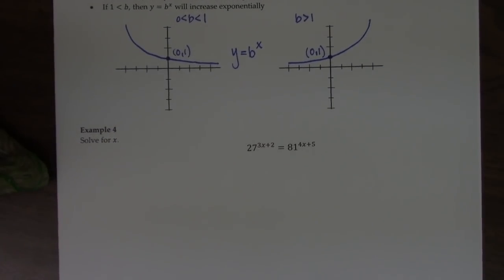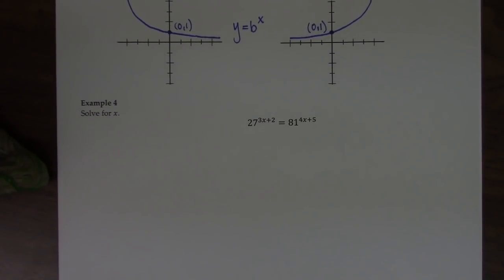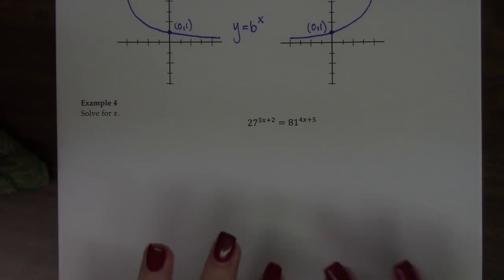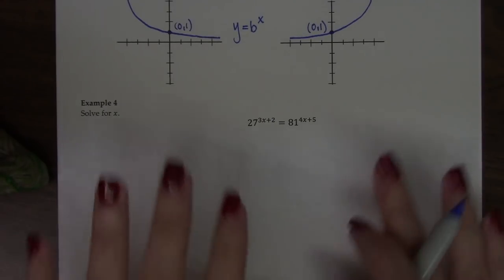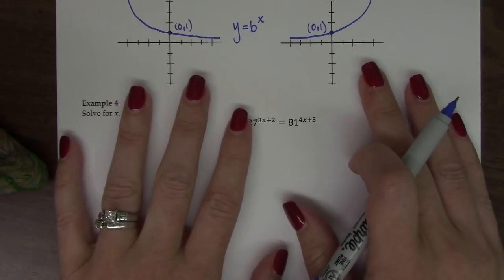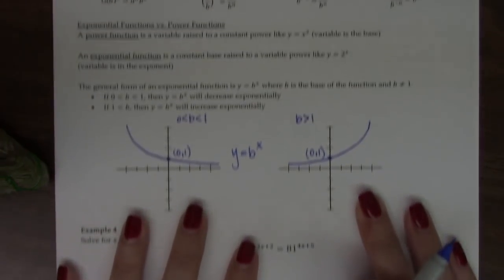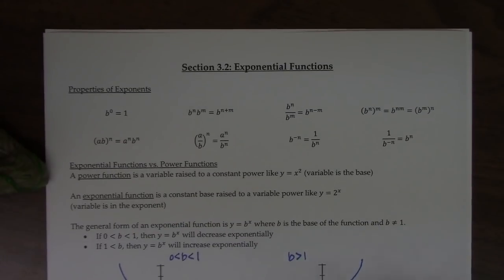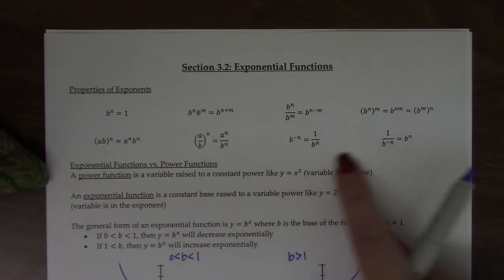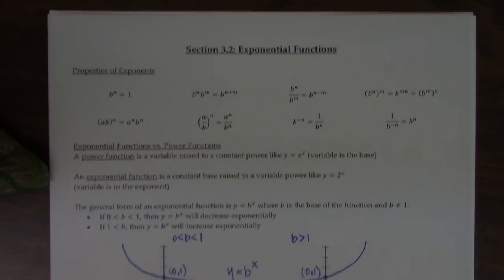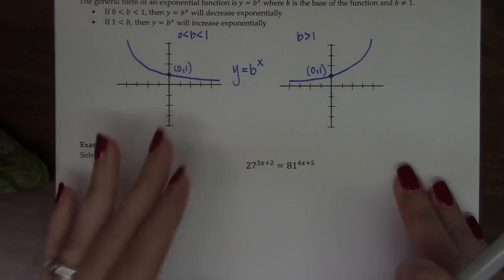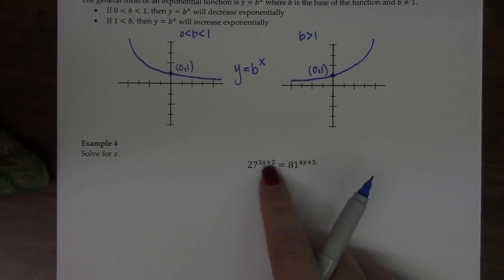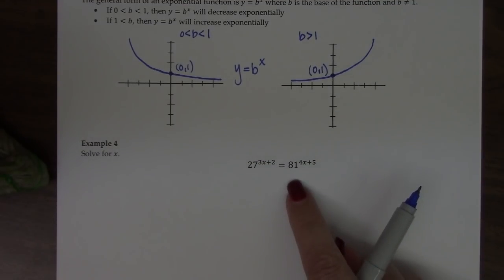So let's look at example 4. Example 4 says solve for x. The first thing you want to do when you're solving these, before you just dive in, and we're going to see in a little bit that we can actually use logs as the inverse, but there's a really cool property that a lot of people don't pay attention to, and it's kind of my favorite one. It's not listed because it's not really an algebra property. But if you notice what's happening here, we have a base of 27 raised to a power, and a base of 81 raised to a power.